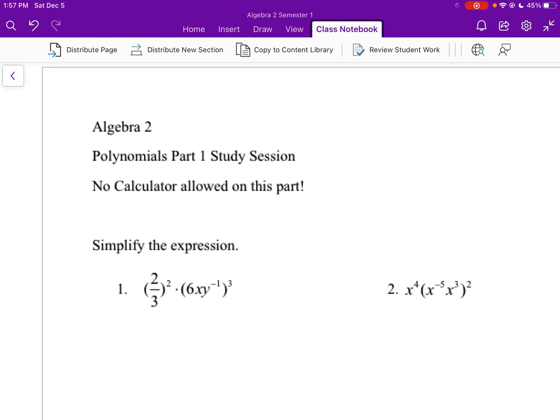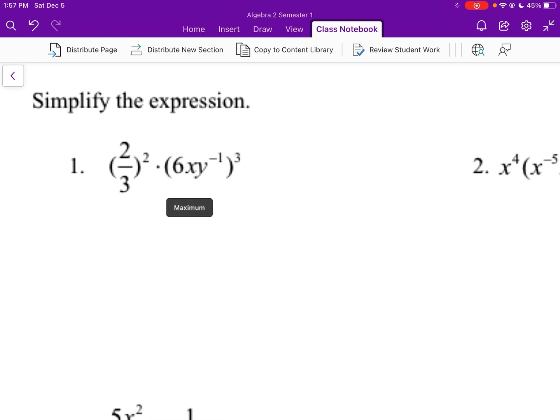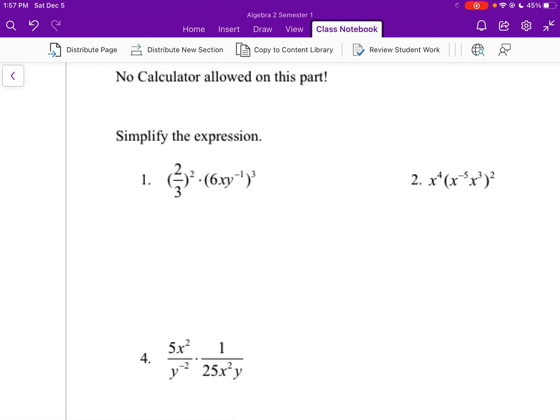All right, so the first section for the study session here, we're going to talk about simplifying exponents using those properties of exponents. So first one, we got (2/3) squared times the quantity (6x y to the negative first) to the third. Now, when we're doing this, there are so many different routes you can go about it, but you've got to make sure you are following those properties of exponents.